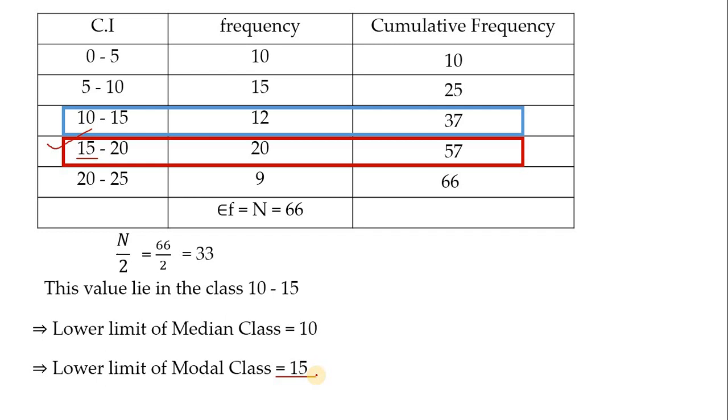So to identify the median class, you want to find n by 2. To identify the modal class, you want to identify the greatest frequency. Now let us add 10 and 15. So 10 plus 15 gives us 25. Hence the correct option is B.